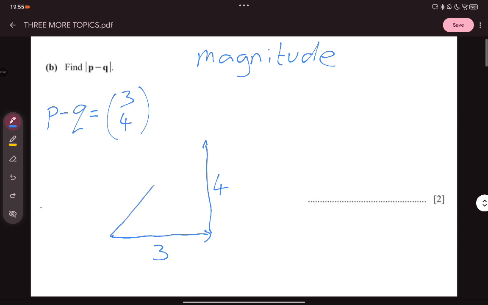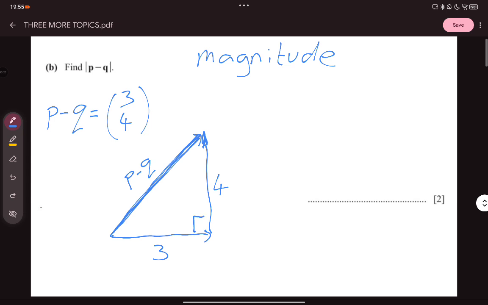This would be my vector there, P minus Q. And the question is asking what's the length of this line. The magnitude of the vector is the length.